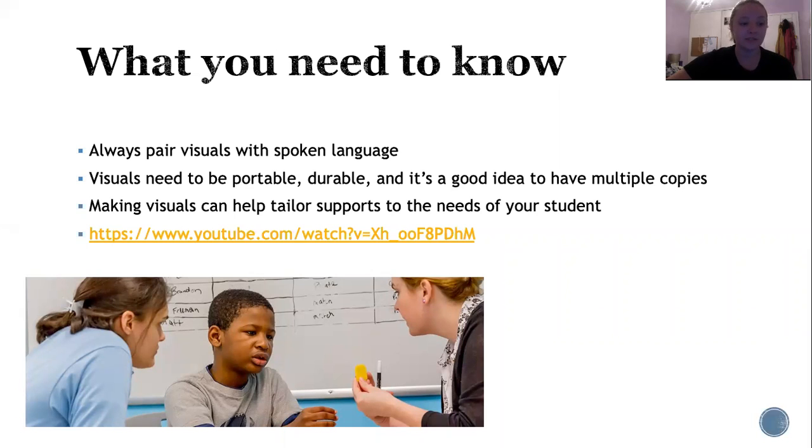Creating visuals can seem like a daunting and time-consuming task. However, creating visuals can be quite easy and help tailor your supports to your learners. If your learner likes a specific character, it can be used to capture their attention with their supports, especially with things like token boards or choice boards. Making them can also be more economical as opposed to purchasing them.